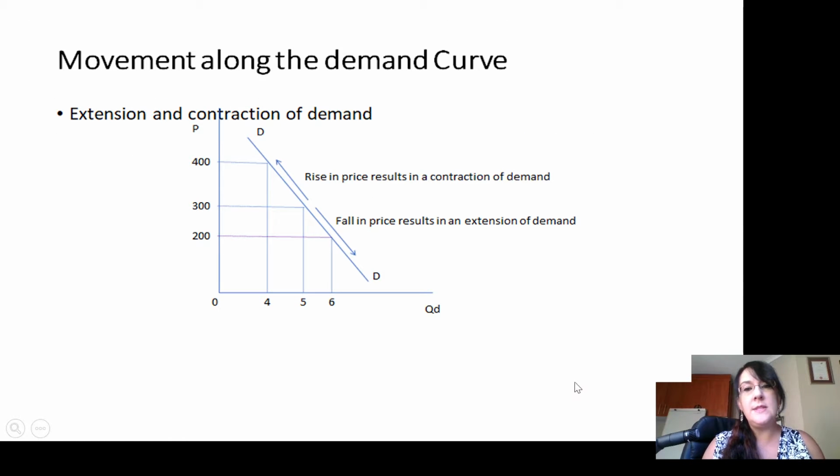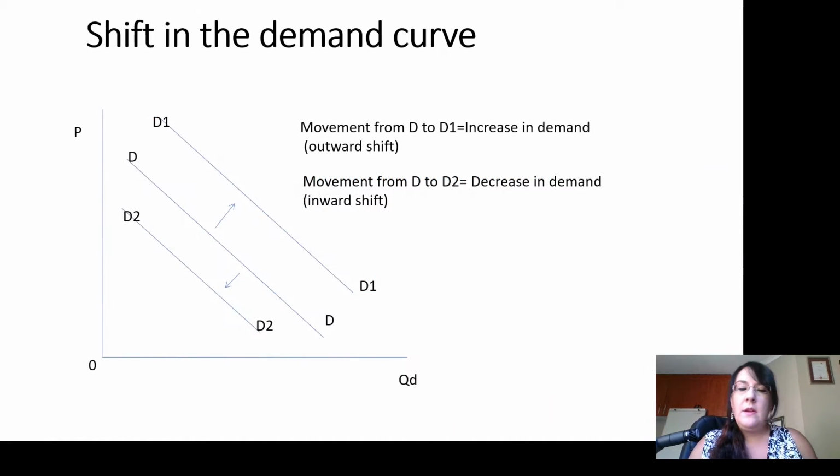So here you can see another example of that extension and contraction of demand I was referring to. And again, that's a movement along the demand curve. All other things remaining constant, only price and quantity demanded are the variables, the things that change. So again, just another example for you to look at. Now I want to look at shifts in the demand curve. The other thing I was looking at was the movement along the demand curve.